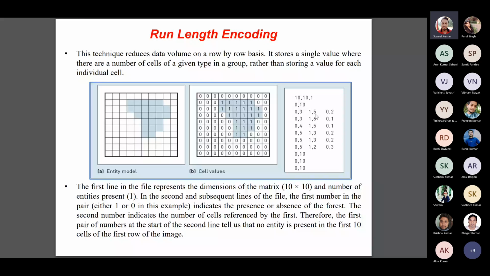Next, we will move to the next line. 0, comma 3, 1, comma 6, then 0, comma 1, and so on. So write it down, the file structure by yourself, how the run length encoding is generating the data. If anyone has any confusion, you can ask. You just need to write down the cell value and the consecutive number of cells with the same cell value.